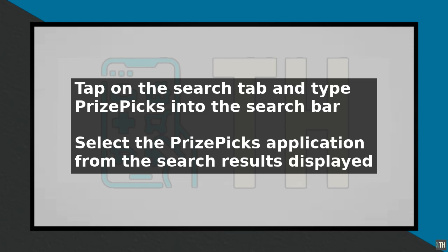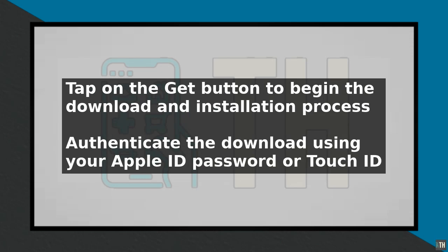If you have not previously downloaded an application from the App Store, you may be prompted to enter your Apple ID password or use Touch ID or Face ID to authenticate the download. After you have authenticated the download, the Prizepicks application will begin to download and install on your iPhone. This process should only take a few seconds, depending on your internet connection.